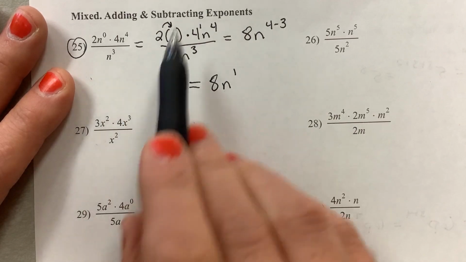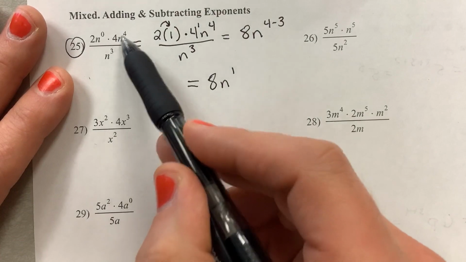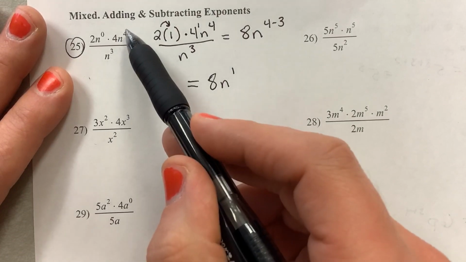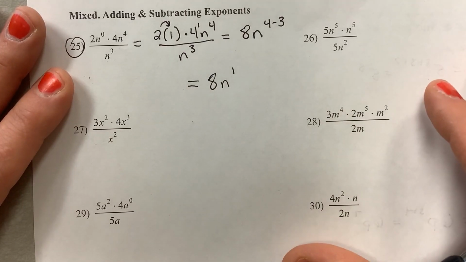I can take care of my numbers by just multiplying them together because that's what was up there. And then my like bases, they're being divided by each other, so I can subtract them. 4 minus 3 gives me 1. And that is my answer.